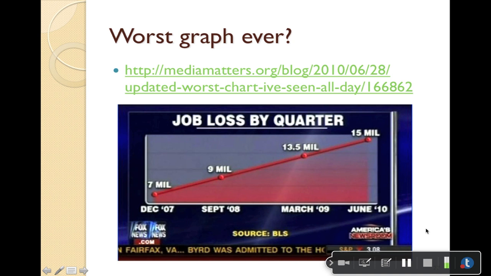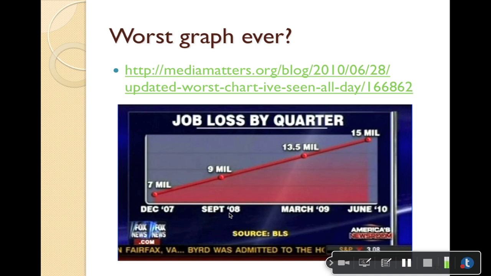So on first glance, you see we have job loss by quarter. It's in all capital letters. This line is red and it appears to be sharply increasing. There's kind of some red shading below here. It just makes us look like things are really terrible right now. However, if you take a step back and take some time to really look at what the graph is saying, there's actually quite a few things wrong with it, and it's really incredibly misleading.